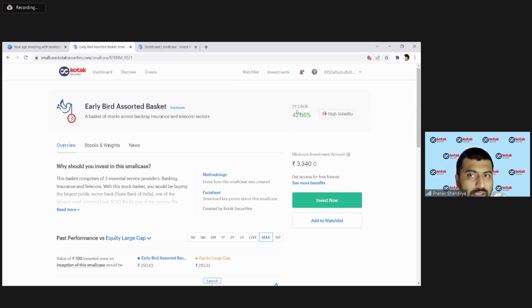You can see the 2-year CAGR here. CAGR stands for compounded annual growth rate, which means 2-year CAGR basically means this portfolio has been live for 2 years. And in these 2 years, every year on an average, it has given approximately 42% return. This is what it means.